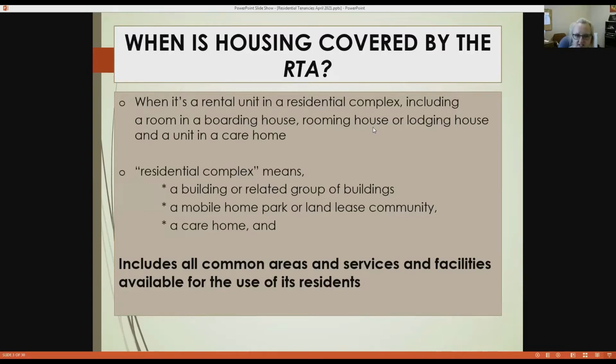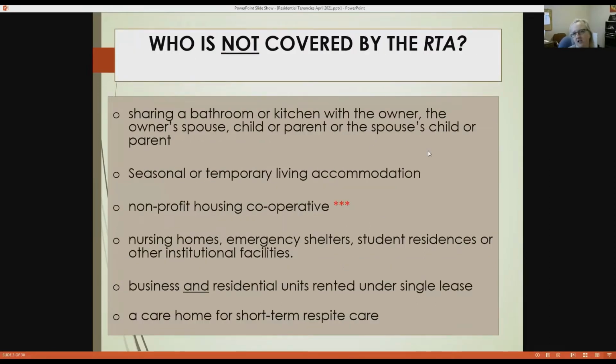So exceptions to that include where you share a kitchen or a bathroom with the landlord, the owner, their child, or their spouse. We see this one quite a bit. Seasonal or temporary living accommodations, so cottage rentals or motels, hotels. Nonprofit housing co-ops are not covered by the Residential Tenancies Act, except that in order to evict someone from it, they can apply to the Landlord Tenant Board for the eviction order.